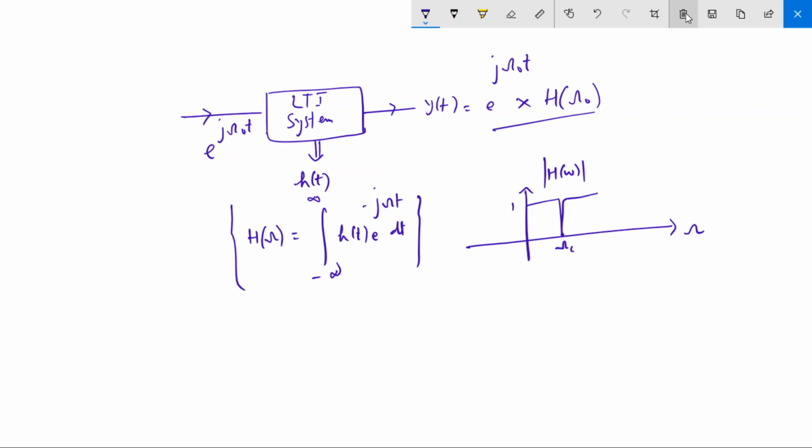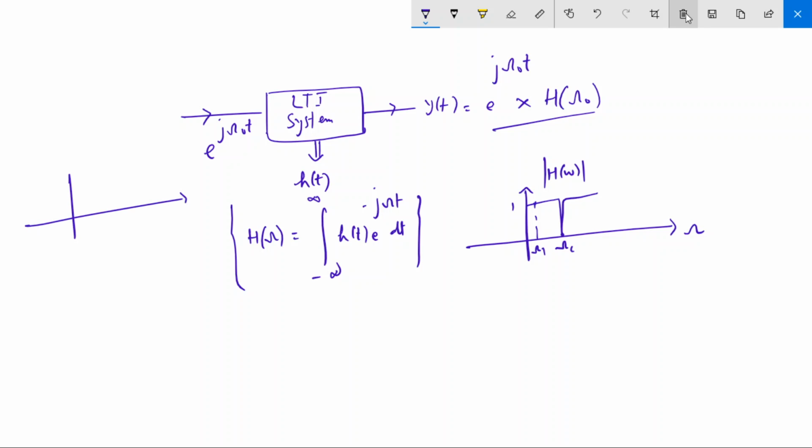It means if I pass a frequency omega 1 through this system, what is the output? The output is the same. There is no effect because it is multiplied with 1. If I pass a frequency omega c, now at omega c your H of omega naught is 0. So this frequency is going to be stopped by the system. So this is how the system acts as a filter. Filter means you are passing some specific frequency bands and stopping some specific frequency bands. In this case, it stops only one frequency, that is omega c. It becomes a notch filter, right?